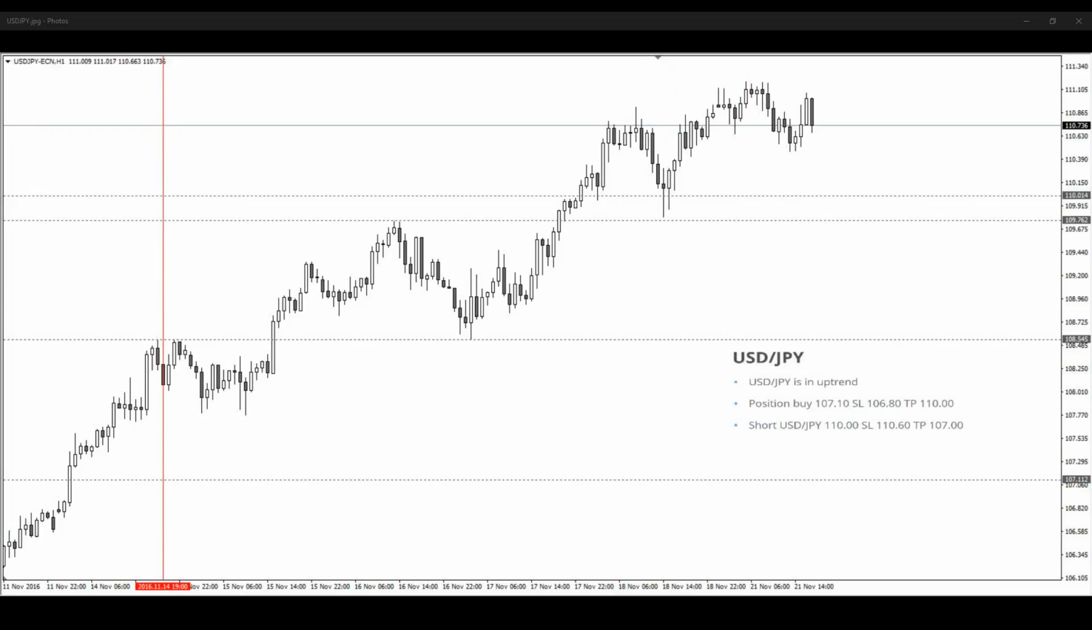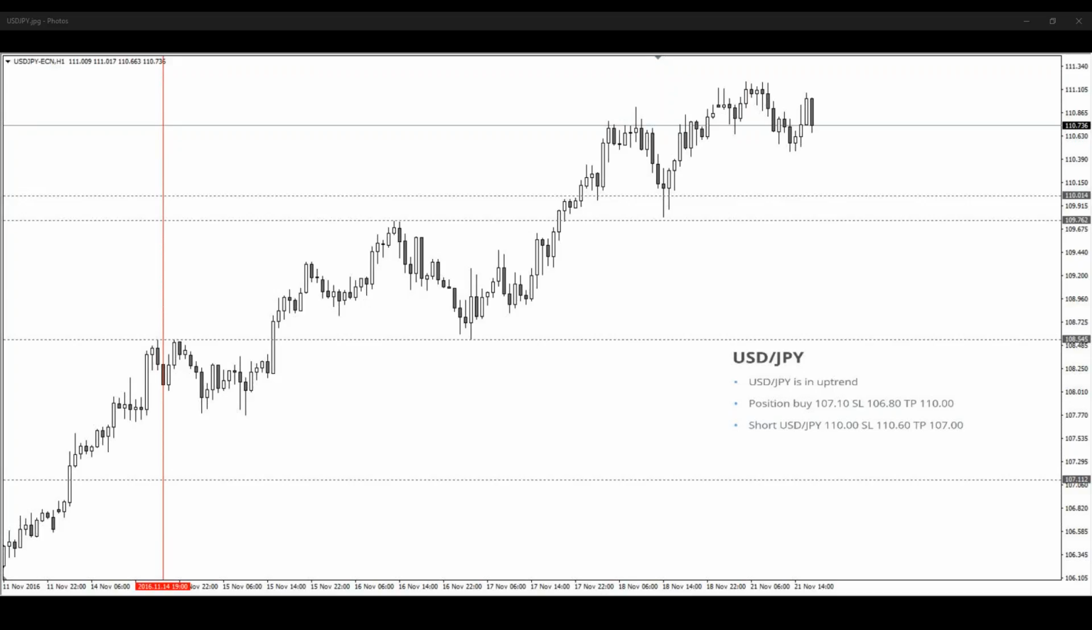But nevertheless, 109.75 rejected the price for 100 pips. I didn't count this result, but even without it, it's 590 pips. So very, very good. I was very happy with it.